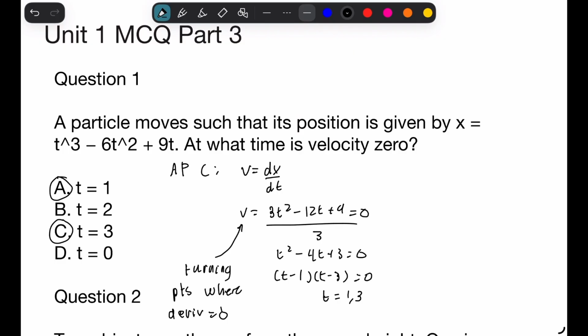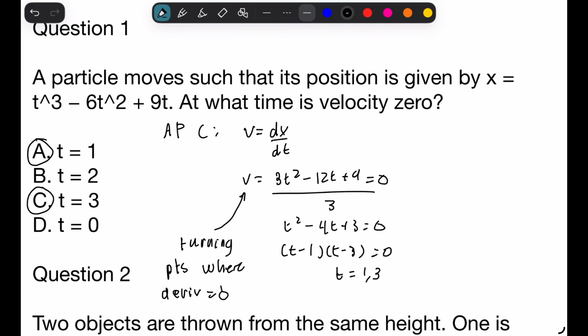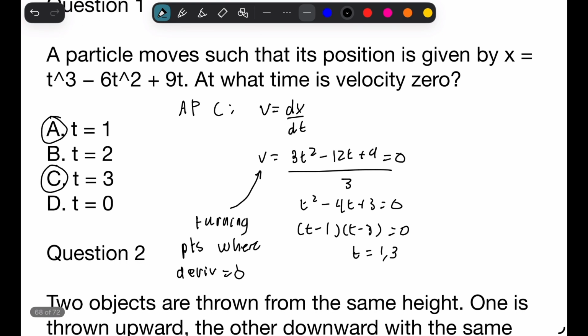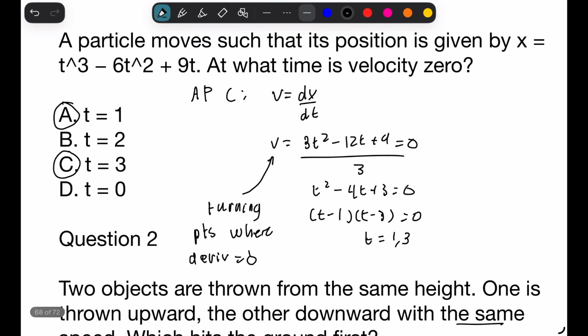This concept is actually an AP Physics C concept, which requires taking the derivative of the position, because velocity is equal to this derivative. If you do that, you have v equals 3t squared minus 12t plus 9. Dividing both sides by 3, we get the simplified form t squared minus 4t plus 3 equals 0. We factor that: t minus 1 times t minus 3 equals 0, and you get t equals 1 and 3. So your answers would be A and C.